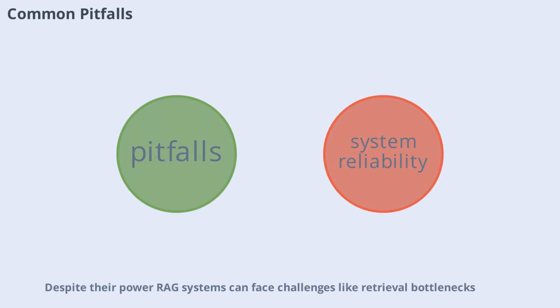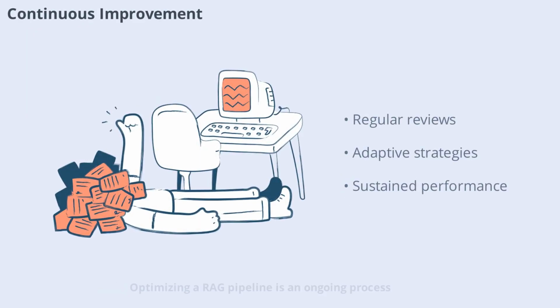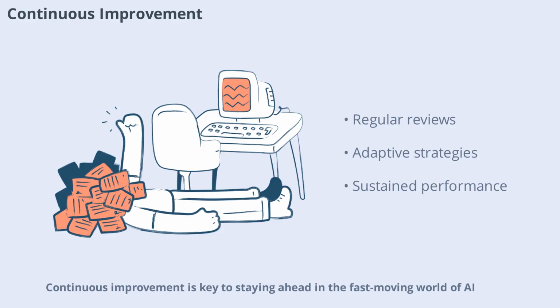Despite their power, RAG systems can face challenges like retrieval bottlenecks, poor chunking strategies, and inadequate grounding. Addressing these issues requires careful design, continuous evaluation, and iterative improvements to ensure reliable performance. Optimizing a RAG pipeline is an ongoing process. Regularly reviewing retrieval accuracy, adjusting chunk sizes, and refining prompts help maintain high performance as data and user needs evolve. Continuous improvement is key to staying ahead in the fast-moving world of AI.